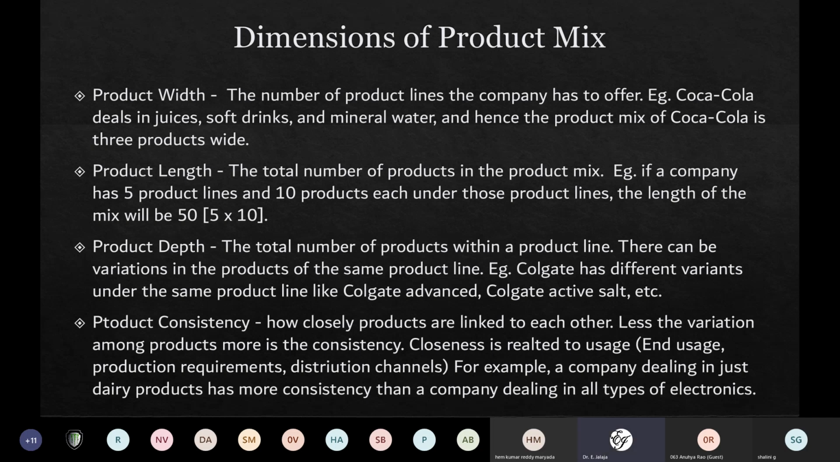What is the depth? The total number of products within a product line. For example, here we said one product line has 10 different products, so 10 products is the depth. And what is consistency? How closely these products are linked to each other. That means variation should be less. If there is more variation, there is less consistency. Less variation means more consistency.